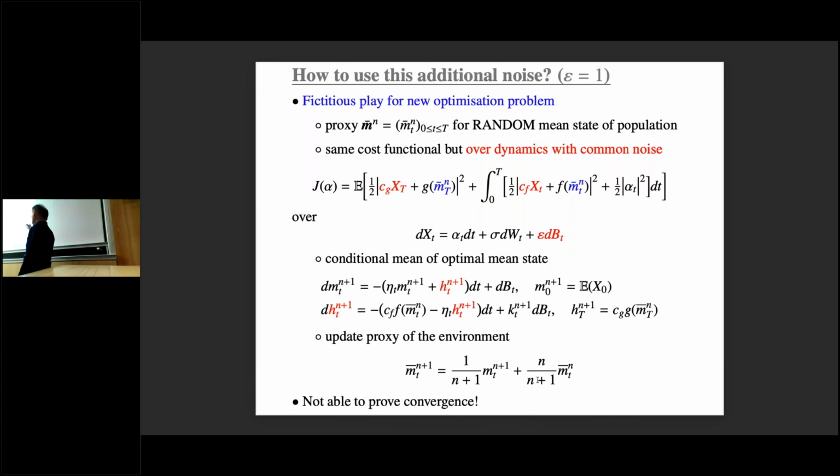Question: does the presence of the noise help? The response is no. At this stage, it is not helpful. If you do the analysis, you cannot use the noise in a better way. I forgot to put an epsilon here. I'm sorry, this was epsilon, and so here this would be epsilon as well.